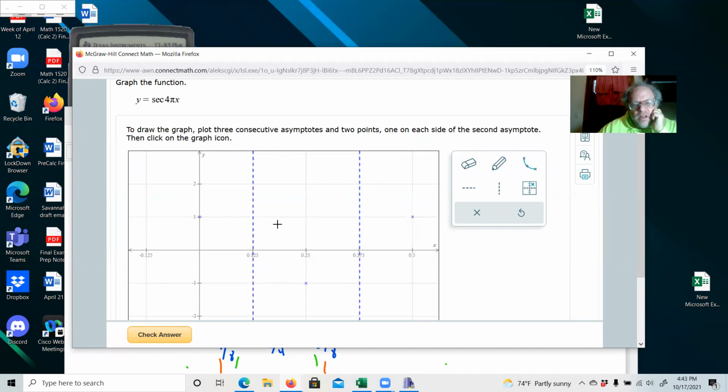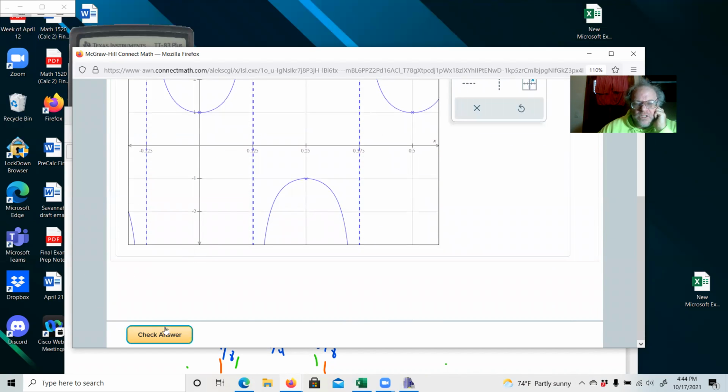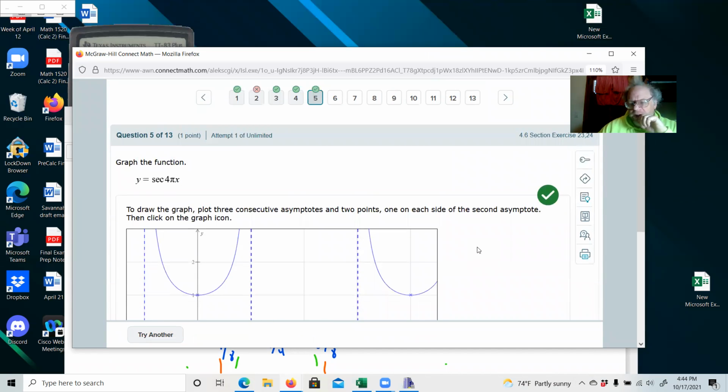Be sure to follow directions. Oh, plot 3 consecutive asymptotes and 2 points, 1 on each side of the second asymptote. Okay, I think now we're okay. For some reason, they just wanted this to include this one. That's fine. So check. We should be pretty good there.